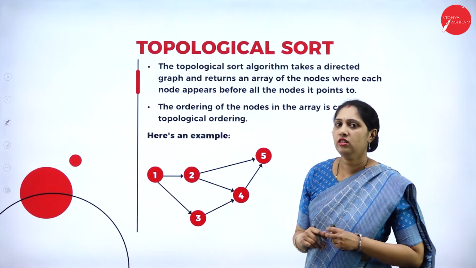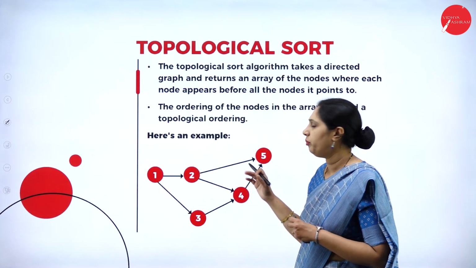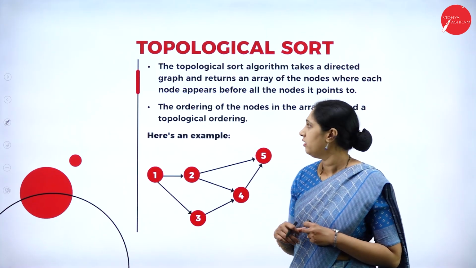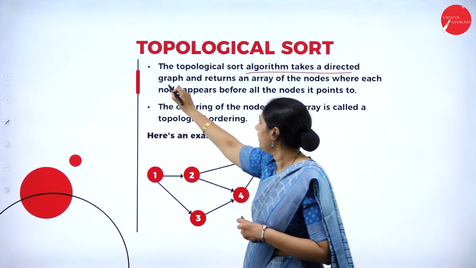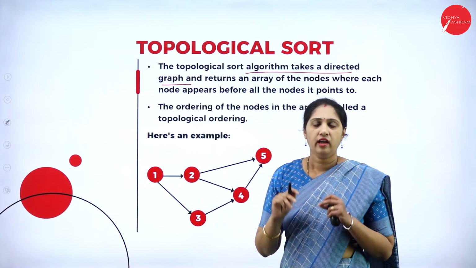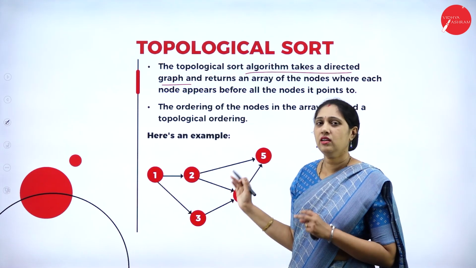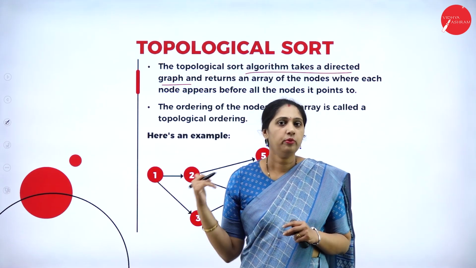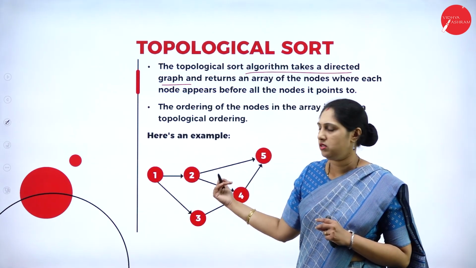When insertion sort is done, we'll go for topological sorting. When we see topological sorting, we see a graph, right? Topological sorting takes a directed graph. When I want to do topological sorting, a graph will be given. According to the graph, we have to sort. So the input is a graph, and the output will be the order of the vertices.